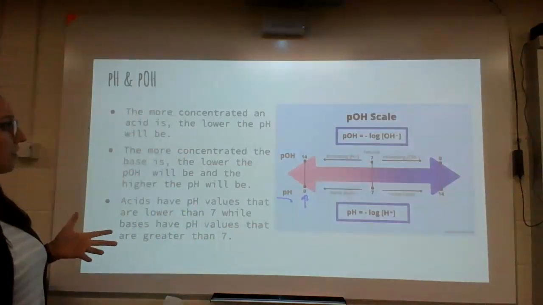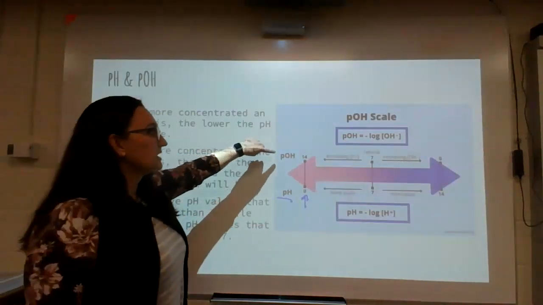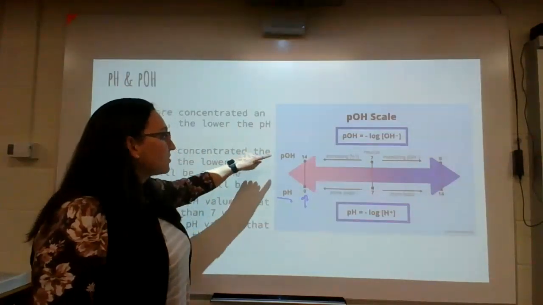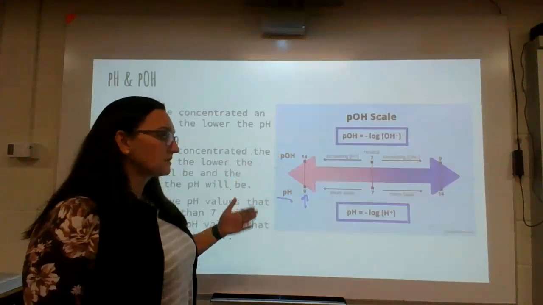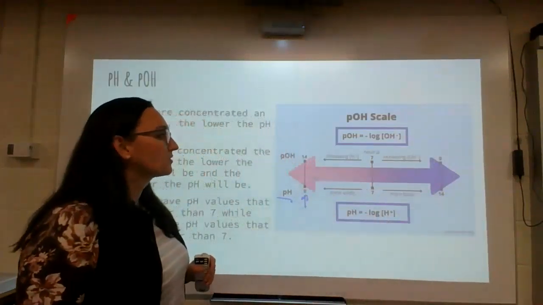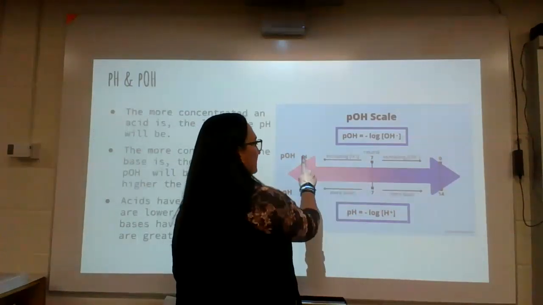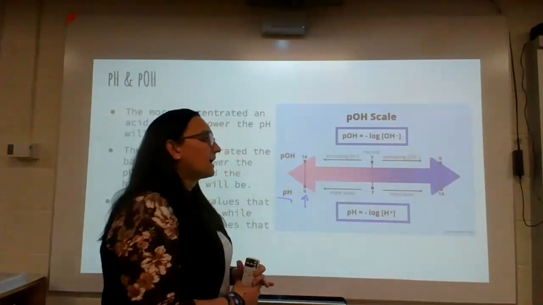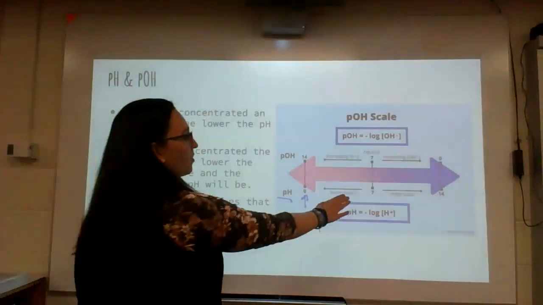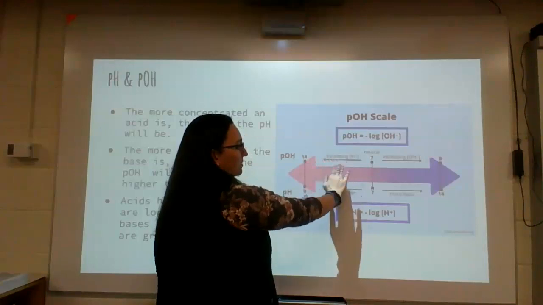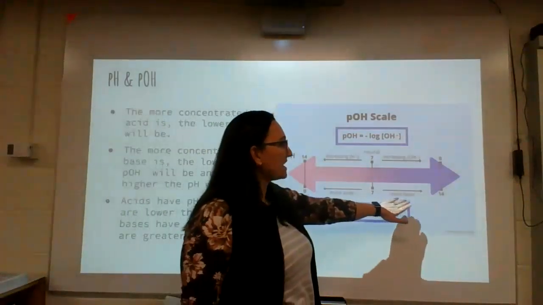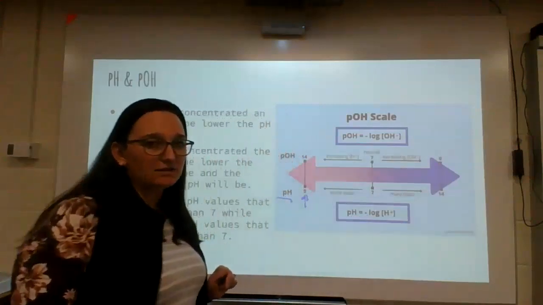So my pOH is a measure of how basic something is. And so the pOH is the reverse scale. And so 0, the most basic, is over on the right there, and the least basic is 14, again 7 being neutral. So as we get more acidic, we have an increasing hydrogen ion concentration, and as we get more basic, we have an increasing hydroxide ion concentration.